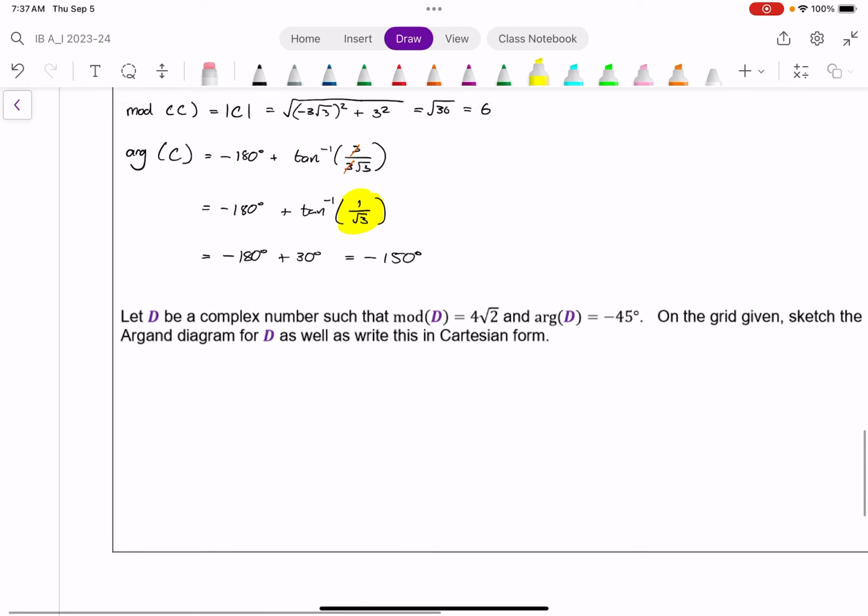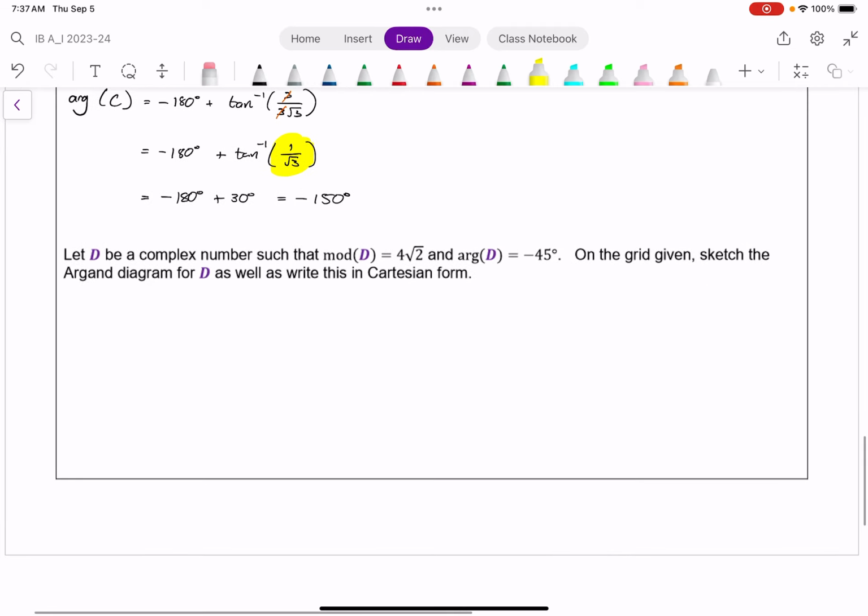All right, last question. I have one last complex number, and I've been very creative and worked my way up the alphabet to D. So D is a complex number such that the modulus is 4 root 2 and the argument is negative 45 degrees. On the grid, I want to sketch the diagram and I want to write the number in Cartesian form.